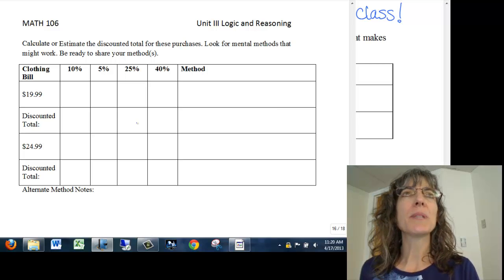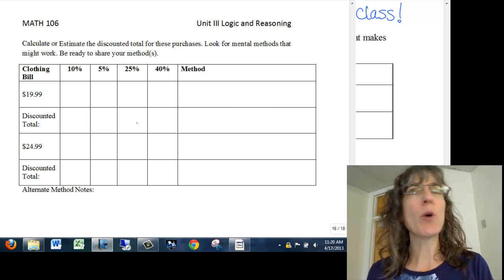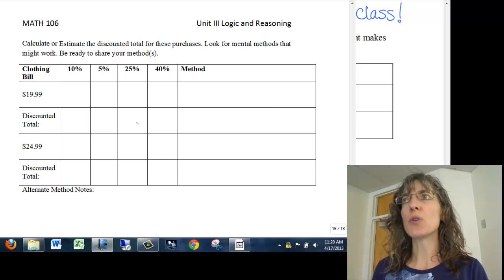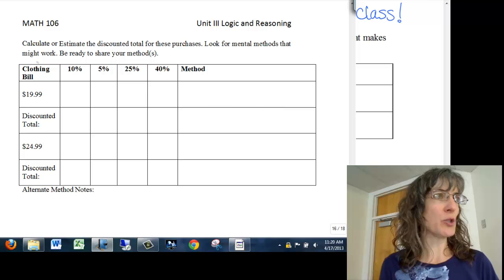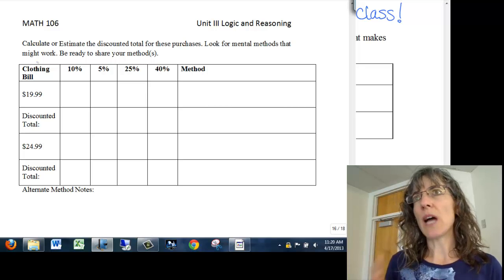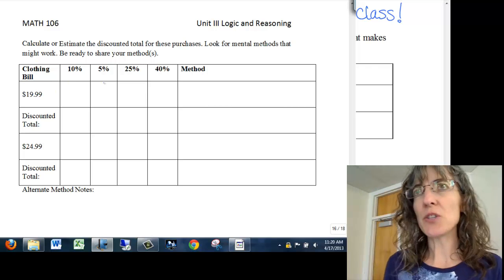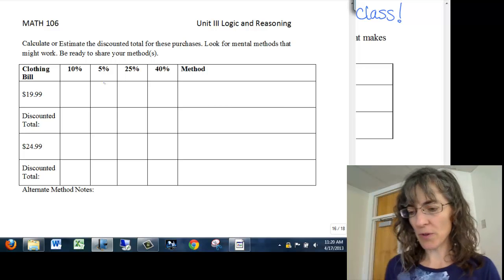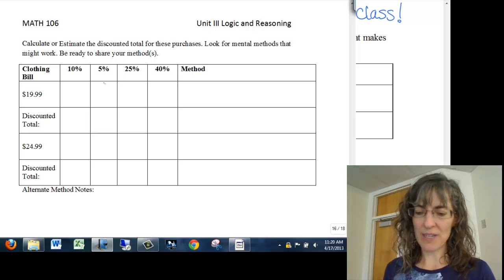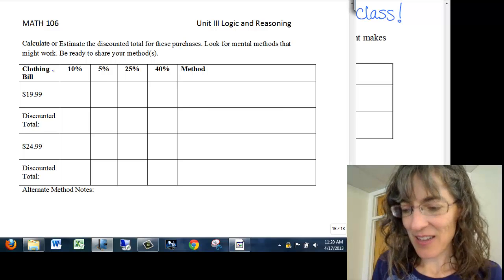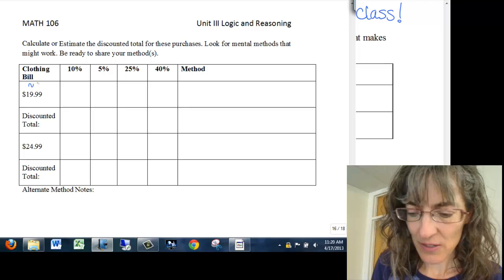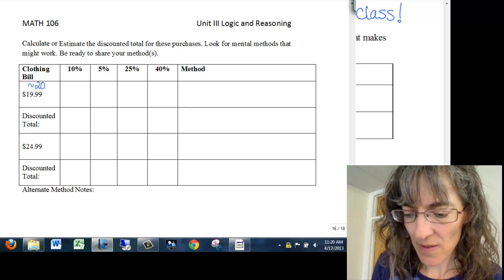You may not be completely finished with the table, but I'm hoping you've done enough of it so you get the idea of what we're doing and some ideas on how to do it quickly. So Ty, I haven't heard from you. Can you explain to me how we do the clothing bill for the $19.99 item? Yes, ma'am. I just rounded up to 20.